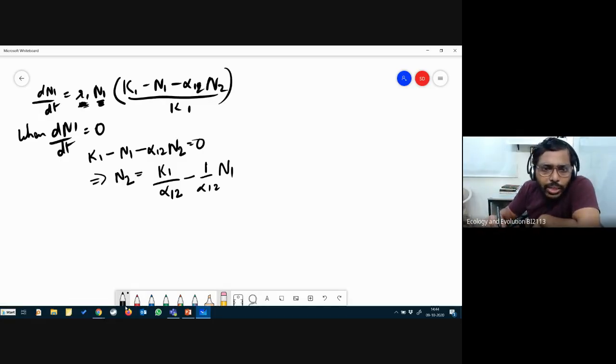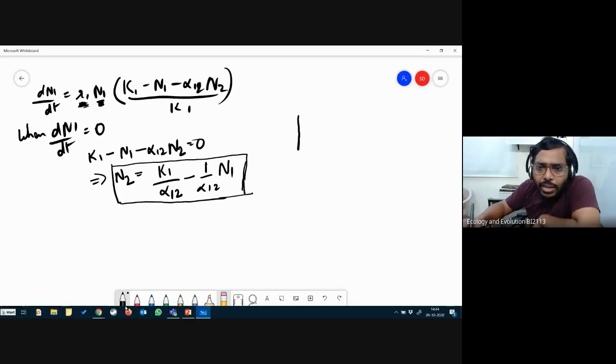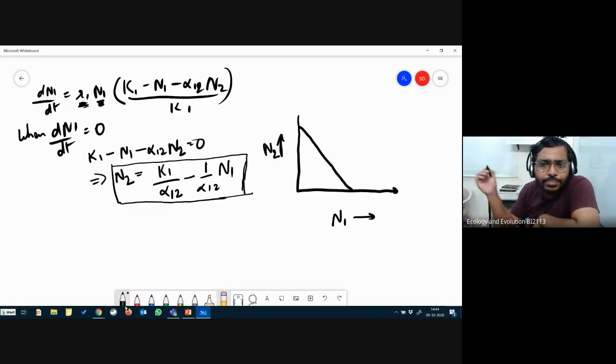Now, if you look at this, remember this is for dN1/dt equal to 0. You can see that this is the equation for a straight line, correct? So if I take population 1 on the x-axis, N1, and population 2 on the y-axis, N2, then given that this is a negative slope, all it will give me is a straight line like this, correct? What is going to be the intercept? This intercept over here is going to be K1 alpha 12, right?